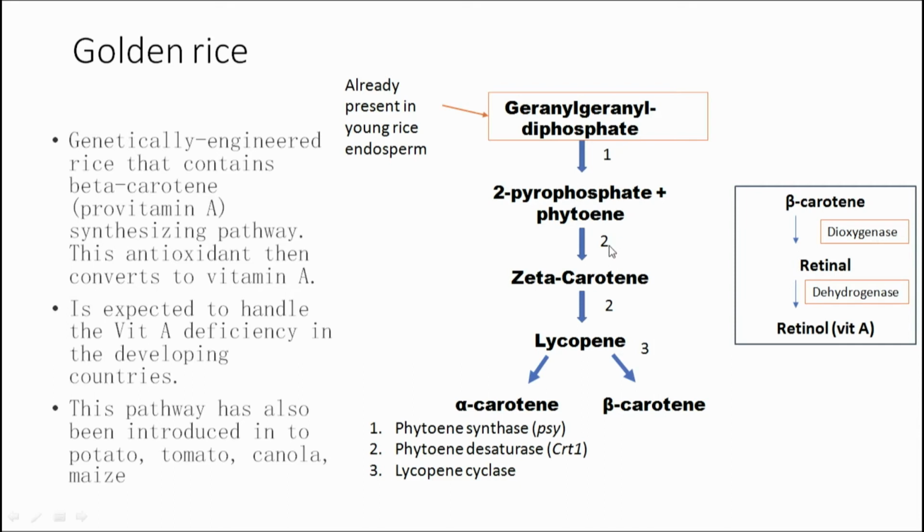The second enzyme, which is numbered as 2, is phytoene desaturase, which converts this into zeta carotene. The same enzyme can also bring about conversion of zeta carotene into lycopene, and finally lycopene can be converted into beta carotene. Okay. And the third enzyme which you see in this pathway is the lycopene cyclase.